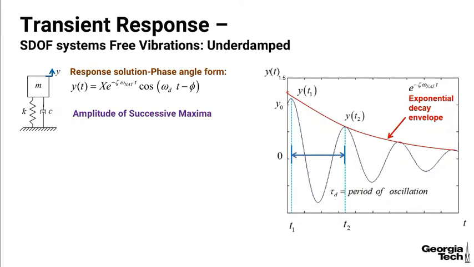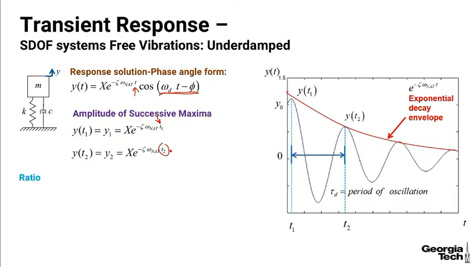Let's look at the amplitude of those successive maxima at time t1 and time t2. At time t1, the maximum is going to be that amplitude of displacement times e to the minus zeta omega natural, and for time, we're going to put in t1 here. And the peak occurs when this argument goes to 0, and so cosine of 0 ends up being 1. And so that's the magnitude of the first maximum, first peak. Same thing for the second peak, except now we substitute in t2.